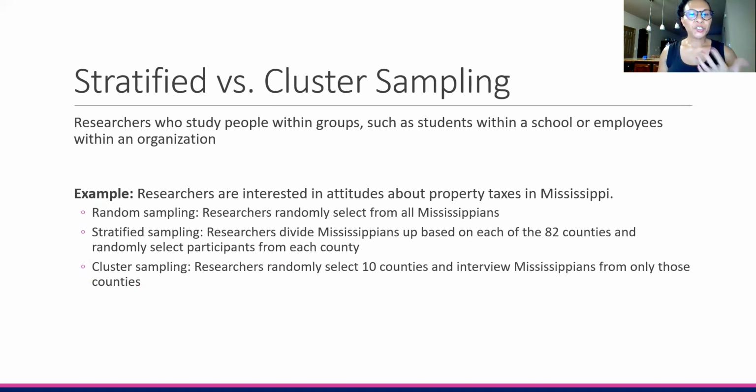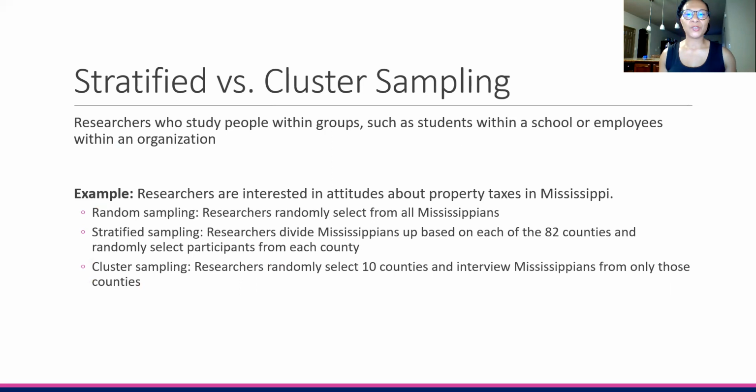When we're thinking about stratified sampling, the researchers would divide Mississippi into its 82 counties, and then they would randomly select participants from each of those counties. With cluster sampling, the researchers would randomly select 10 of the 82 counties and interview individuals who only lived in those counties. So the individuals from the other 72 counties in Mississippi would not be included in that cluster sampling.